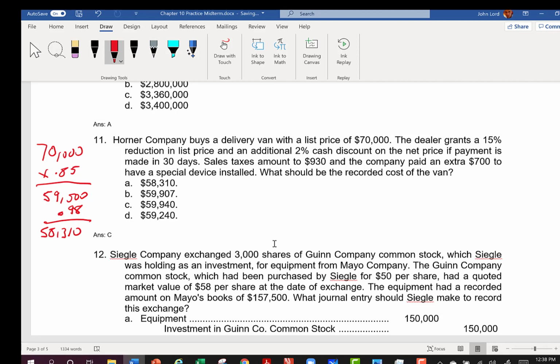Okay, they don't have that ability. They're not going to pay the sales tax for you in most cases. So if the sales tax amounted to $930, I know I got to pick that up. Then it turns out they went to some separate device installer, I don't know, and they installed the device, and there was no discount on the device, so I have to add the 700 to that.